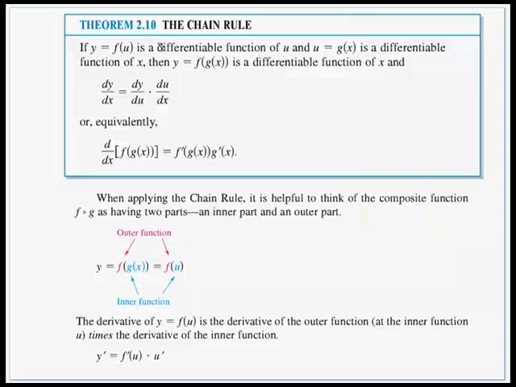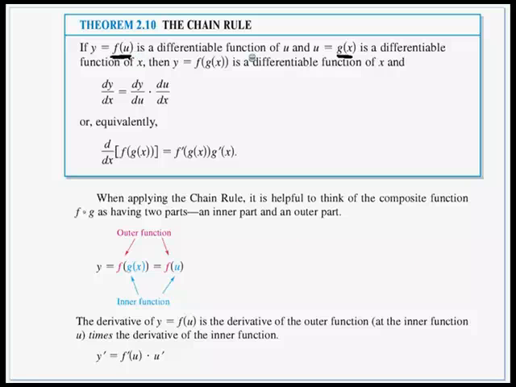So here in Theorem 2.10, we have our chain rule. If y equals f of u is a differentiable function, and u is equal to some other function, g of x, so we could replace this u with g of x and have f of g of x. And you should remember that from pre-calc.